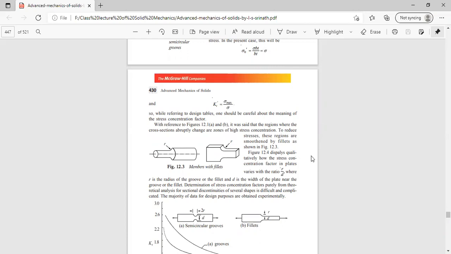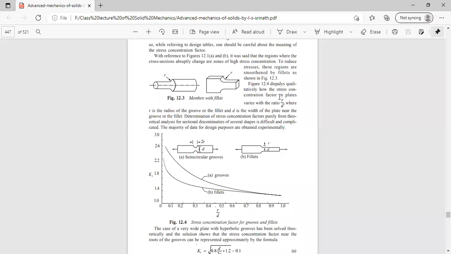Okay. Now, the figure below is representing qualitatively how the stress concentration factor in plates varies with the ratio R and D.